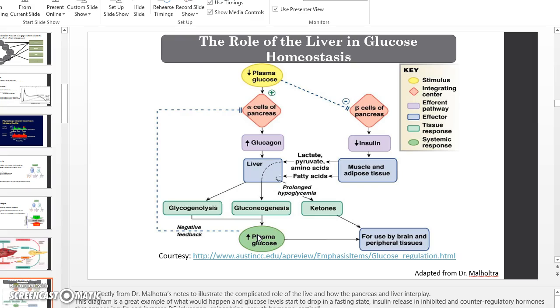And once your plasma glucose has increased to a level at which the body can function, this will then form a negative feedback loop, which will turn off the alpha cells and the production of glucagon. Once your glucose levels have increased, it will turn back on the beta cells for increased production of insulin to maintain that good glucose homeostasis.